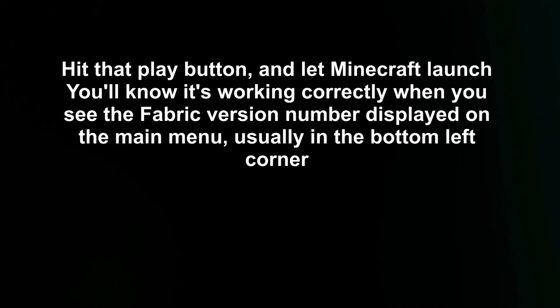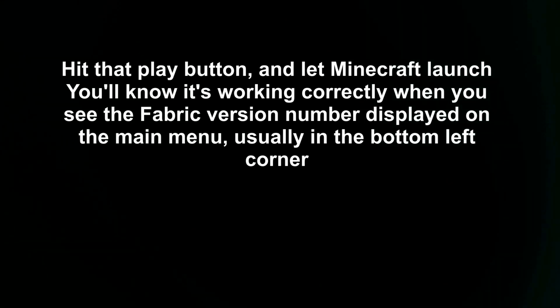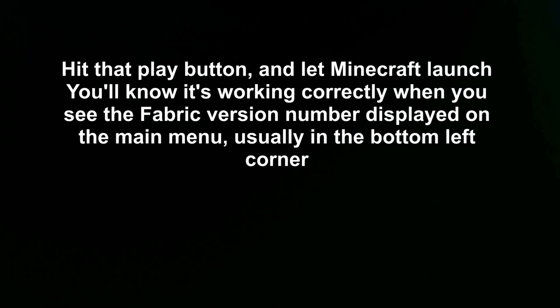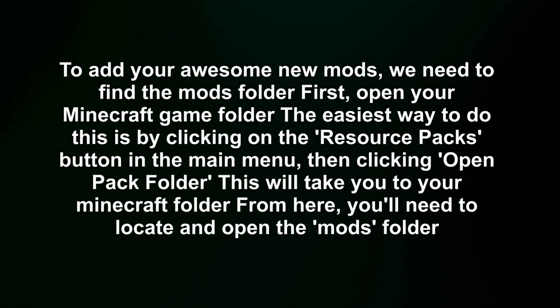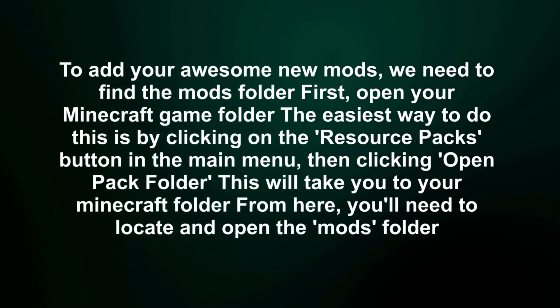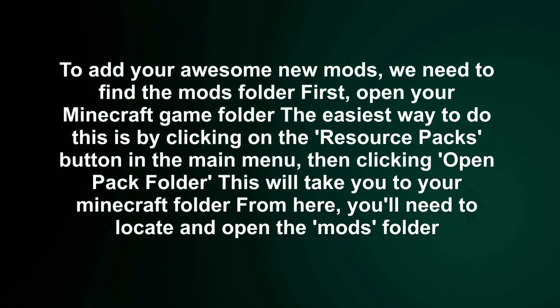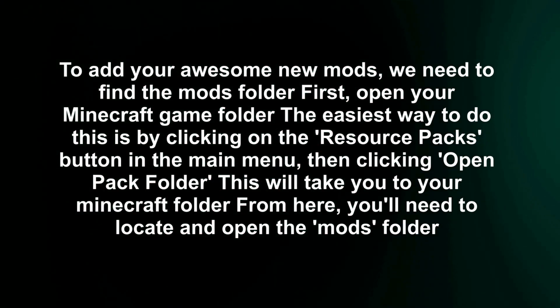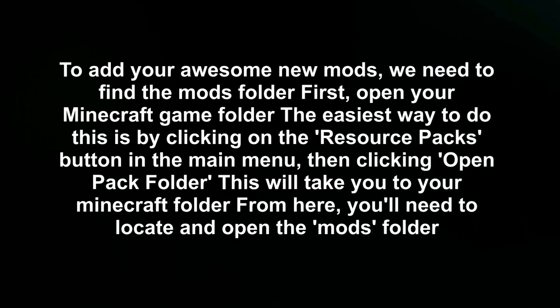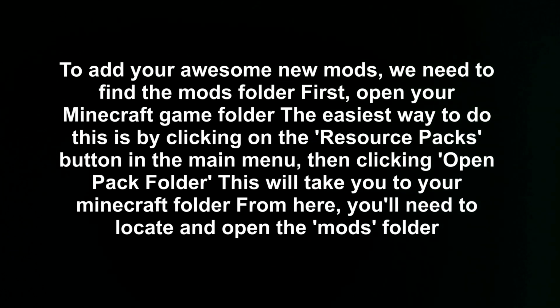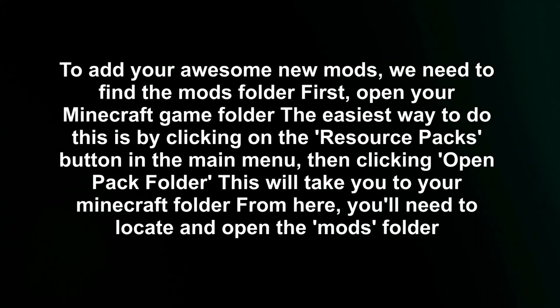You'll know it's working correctly when you see the Fabric version number displayed on the main menu, usually in the bottom left corner. To add your awesome new mods, we need to find the mods folder first. Open your Minecraft game folder. The easiest way to do this is by clicking on the Resource Packs button in the main menu, then clicking Open Pack Folder. This will take you to your Minecraft folder.